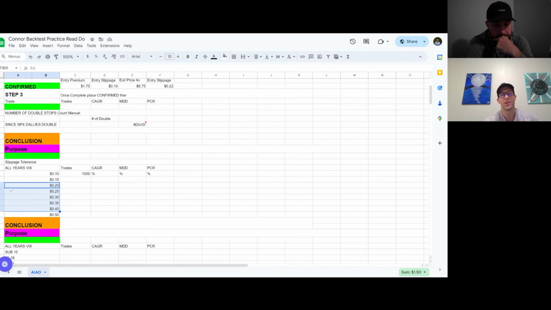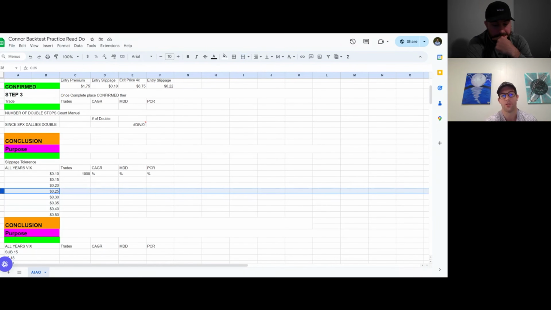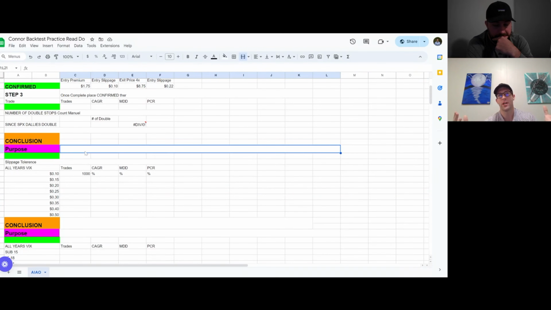Whereas if we were running a trade that looked really good at 20 cents slippage and then it was unprofitable at 25-cent slippage, we probably wouldn't want to run that. So that would be the purpose of the trade. You know what I'm saying? So you would write that in. So you're thinking critically, like, why do we have this in there?